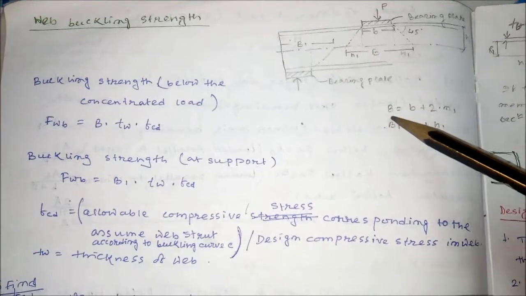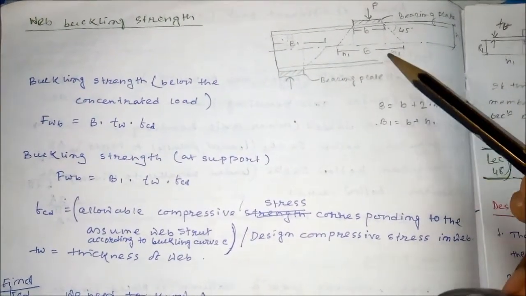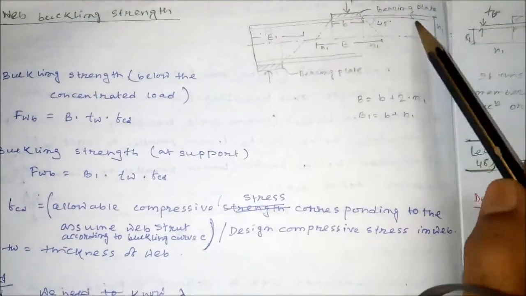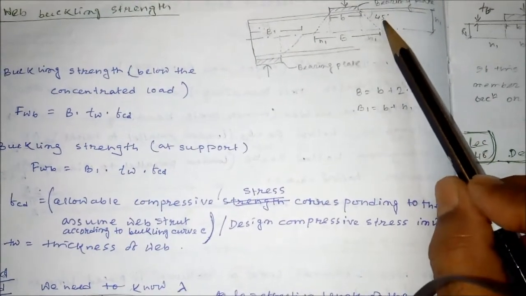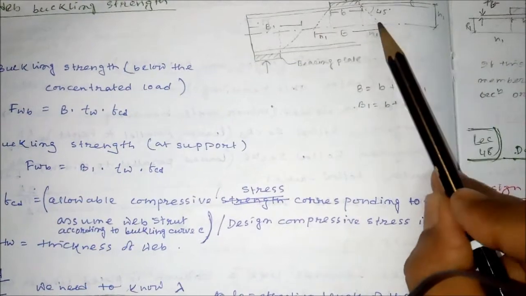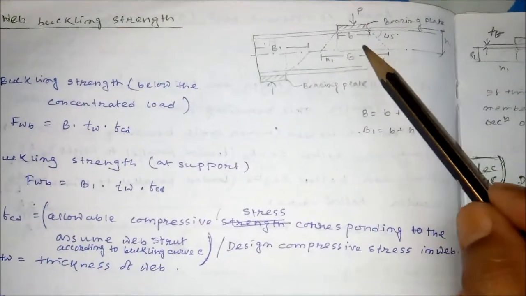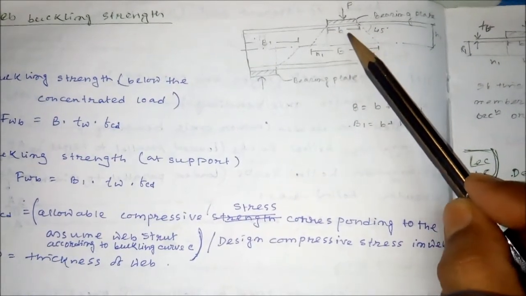To find out b, we can simply do b plus 2n1. N1 is this, and this will be equal to h1. So we can find out the value of n1 using the 45 degree angle. Sorry, this is n1 because of the 45 degree angle. So if this is n1, this will be n1. So we can find out this n1, and this b will be given to you. Otherwise you have to assume it.